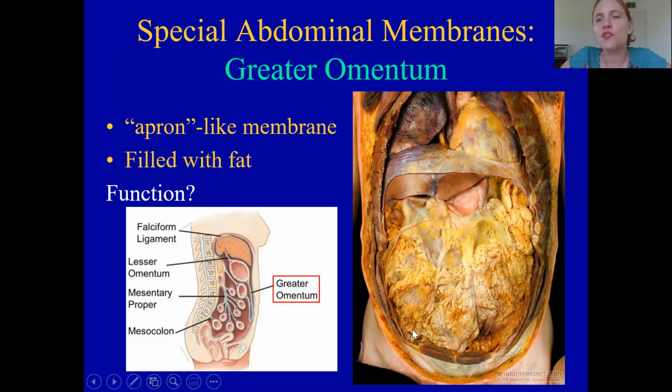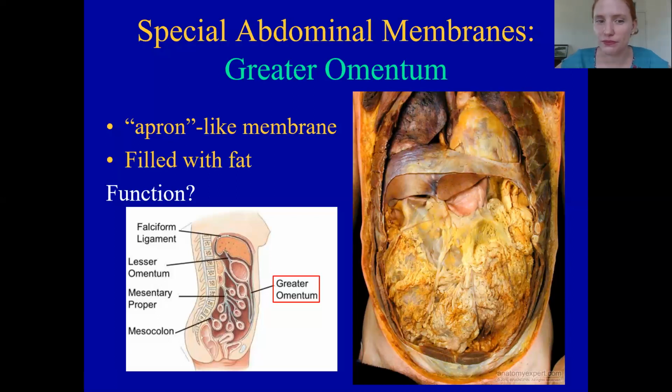And the function of this greater omentum is that it's absolutely packed with a whole bunch of fat. So why would you want an apron of fat covering your intestines? Think about it. Are there bones in your abdominal cavity? Nope. The thoracic cavity has the rib cage, all these hard bones protecting those organs. What's protecting the abdominopelvic cavity?